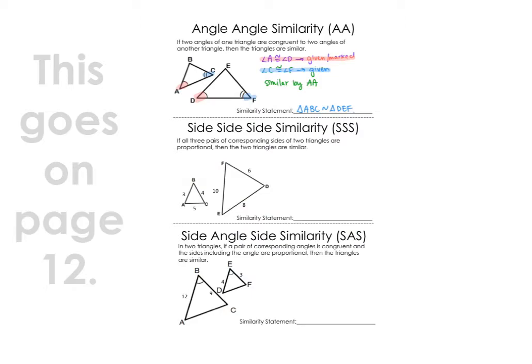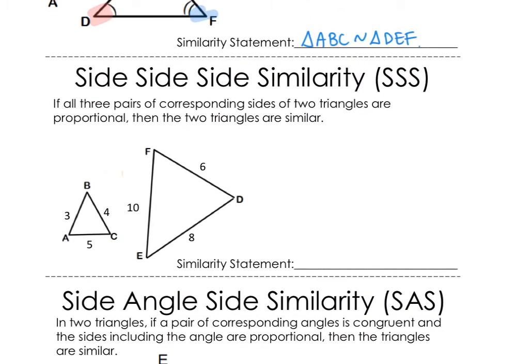Now we're going to go back to the front, and now we're going to talk about side-side-side similarity. Side-side-side similarity states that if all three pairs of corresponding sides of two triangles are proportional, then the two triangles are similar. Just to remind you, when we say that the sides are proportional, it means when we set up our ratios of the corresponding sides, those ratios are all equal.